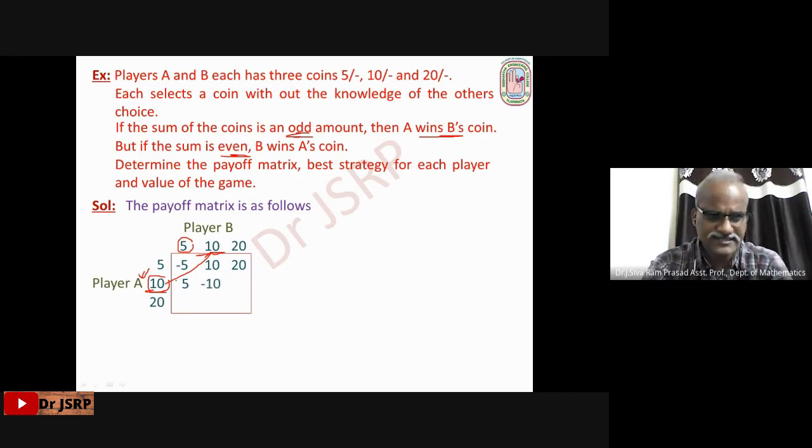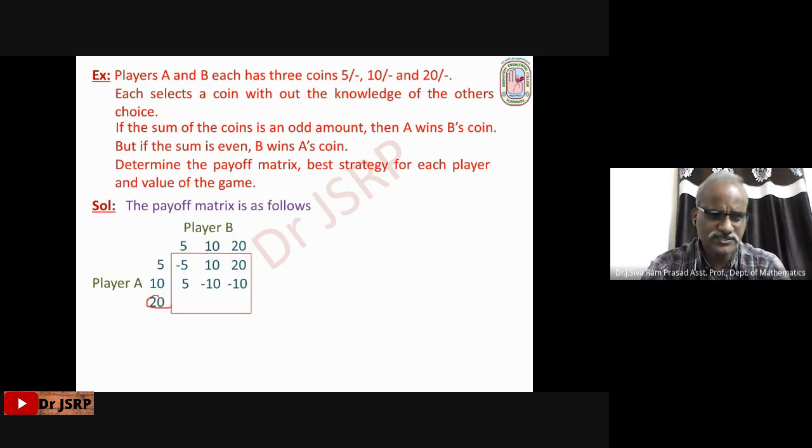Okay. Next, A selects 10 rupees, B selects 20 rupees. The sum is 10 plus 20, 30. So 30 is an even number. In that case, B wins A's coin. Here A's coin is 10. So B wins 10. That means A loses 10. So the payoff is a negative value, so minus 10. Similarly, write the other payoffs.